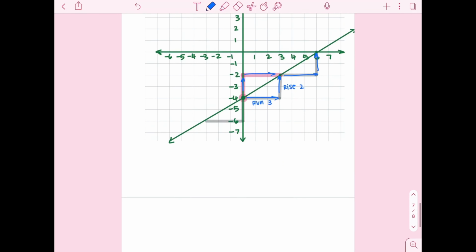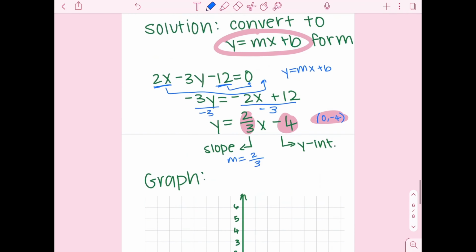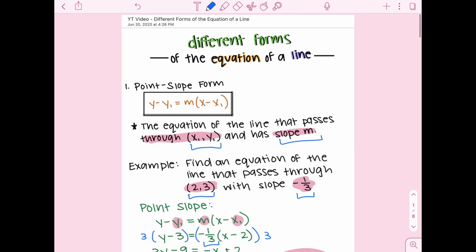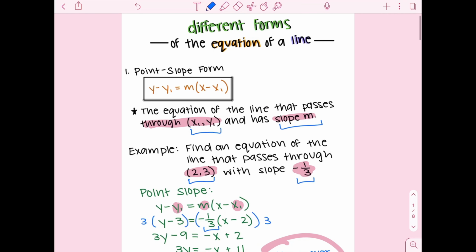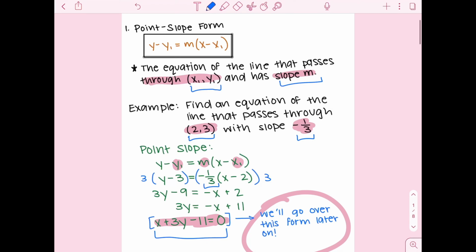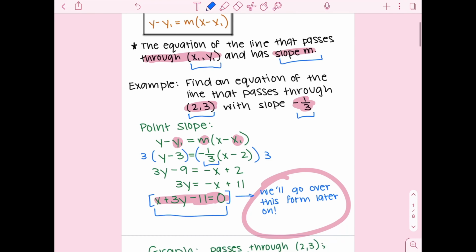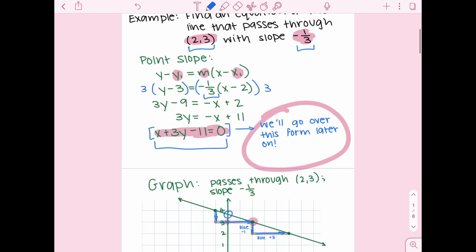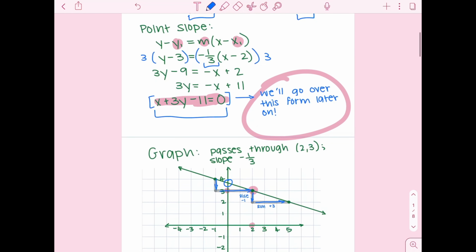Okay, so that sums up the entire session for today. Let's go back to the top and review what we did. So, different forms of the equation of a line. We went over point-slope form and how this is the equation of the line that passes through x1, y1 and has slope m. Then we did an example using the points 2, 3 and slope negative 1/3.